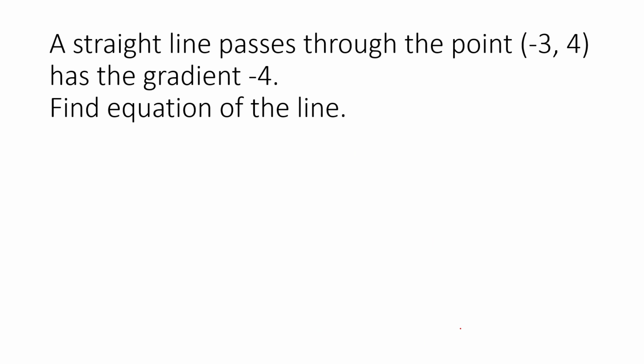Next, let us look at another question. So a straight line now passes the point -3 and 4, and it has a gradient of -4. So as I have mentioned, all the equation of a straight line is y equals to mx plus c. First step is find the gradient. The gradient they have given us, y is equals to -4x plus c.